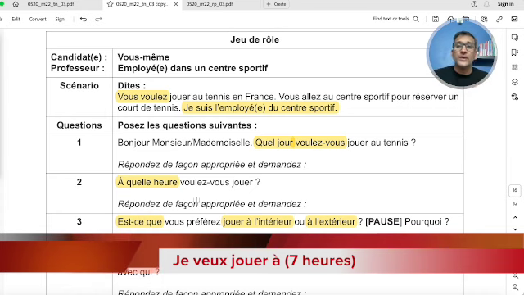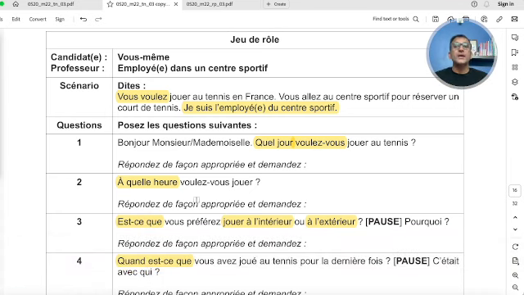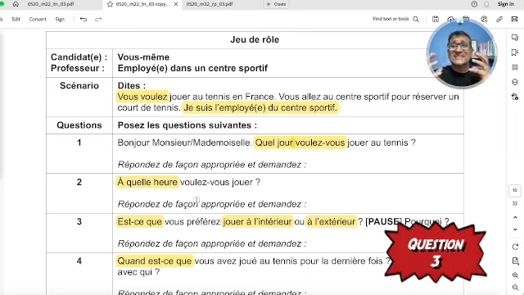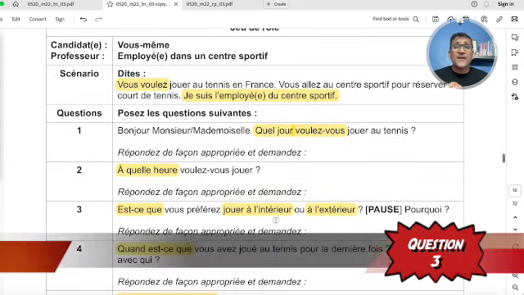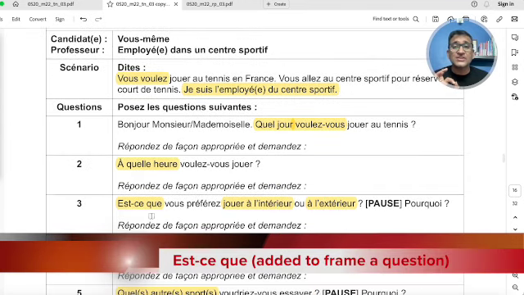Je veux jouer à 7 heures, je veux jouer à 8 heures, 9 heures, or whatever. You just have to memorize one time and you just give the answer and your 2 marks are done. Now the next question. Third question, remember, when the word est-ce que is used, it is just to frame any sentence into a question. That's how est-ce que is used.